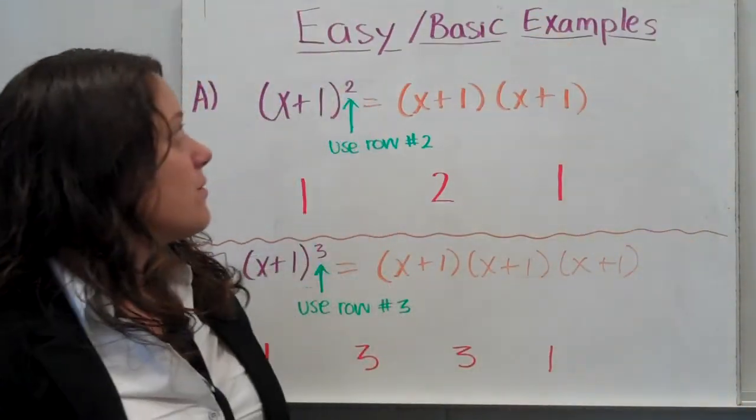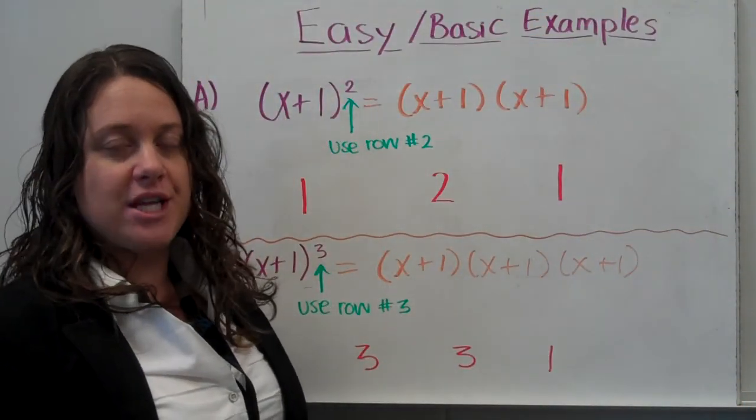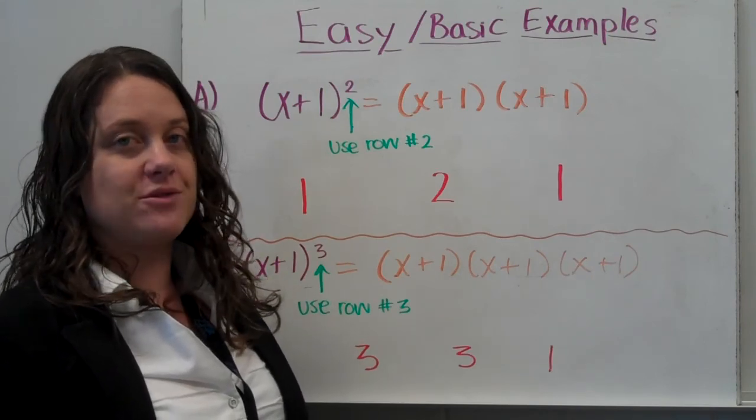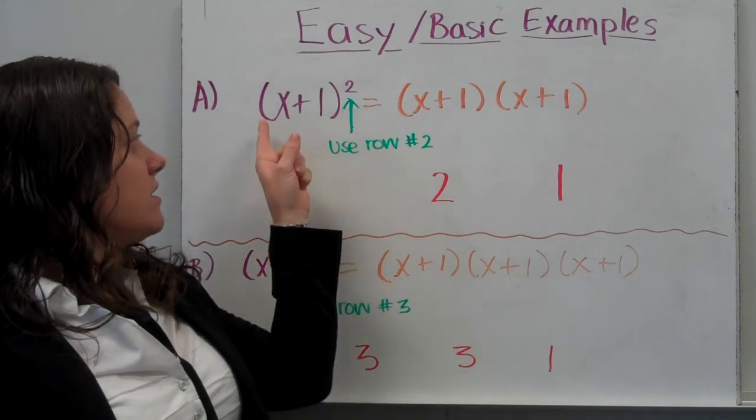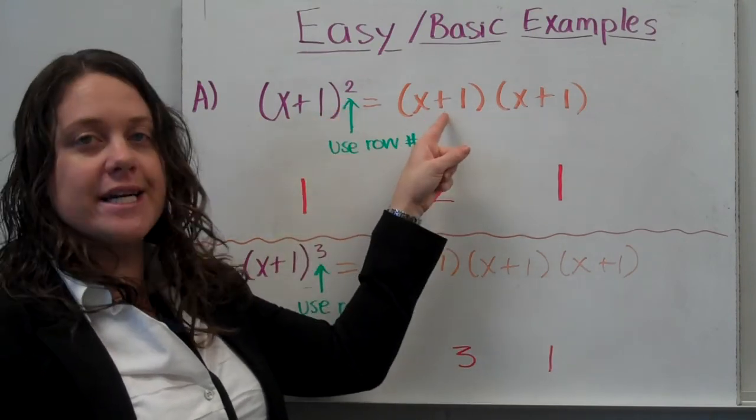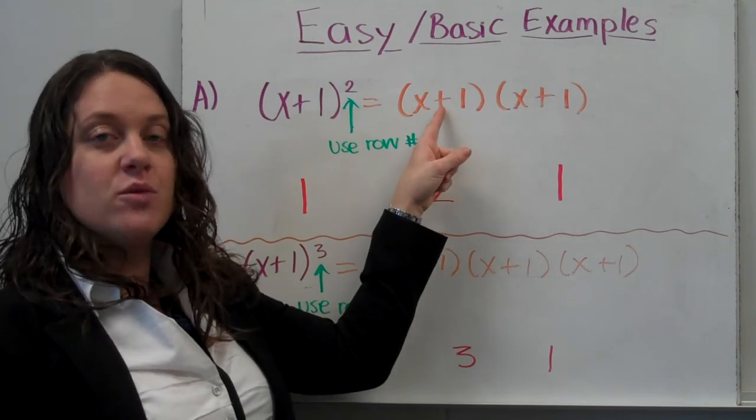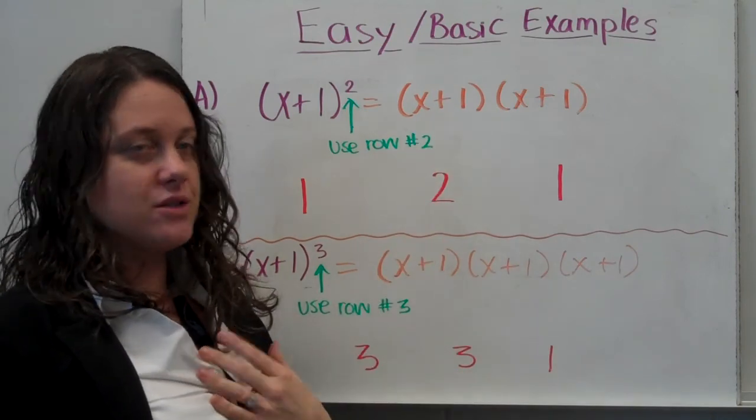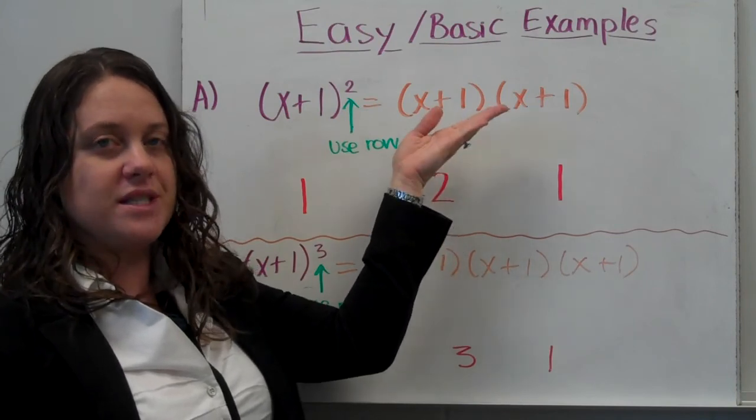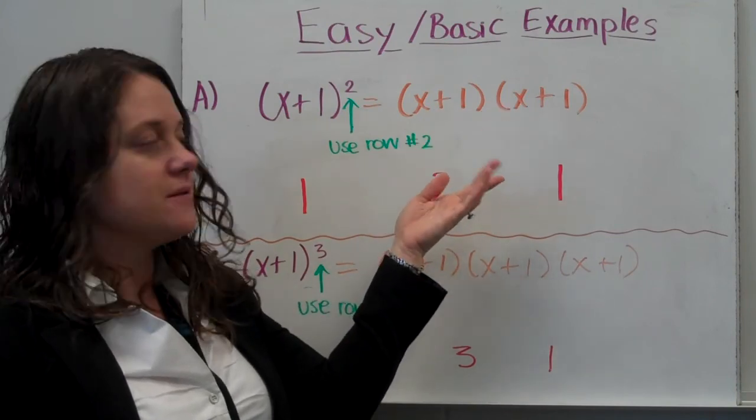So we're going to start off with a really easy and basic example. So again, you did these on the classwork, so I'm going to kind of explain how you would use Pascal's triangle. So first of all, if you see it's x plus 1 squared, we know that expanded, this looks like x plus 1 times x plus 1, which is a really, really easy problem to FOIL. So you could just do this by foiling it, but I'm going to use it to explain so you can see how it works with Pascal's triangle.